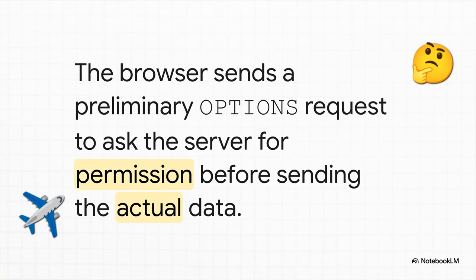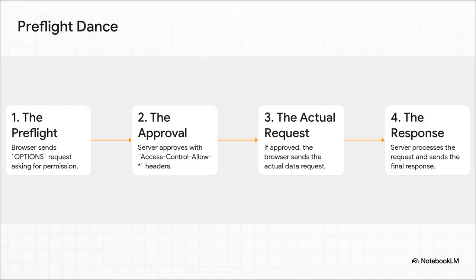This little probe uses a special, super lightweight HTTP method called OPTIONS. Now, this OPTIONS request doesn't contain any of your actual data. It's just a quick ask. It says to the server, hey, would you allow it if I were to send a POST request with, for example, a custom authorization header? So it becomes this little two-step dance.